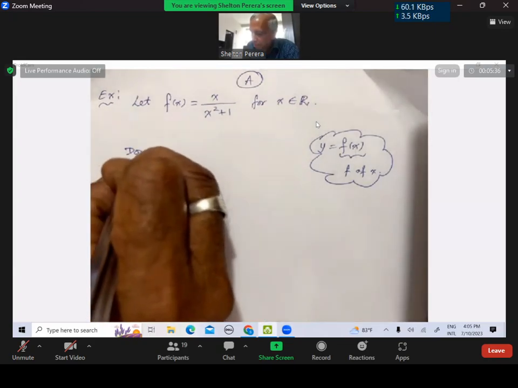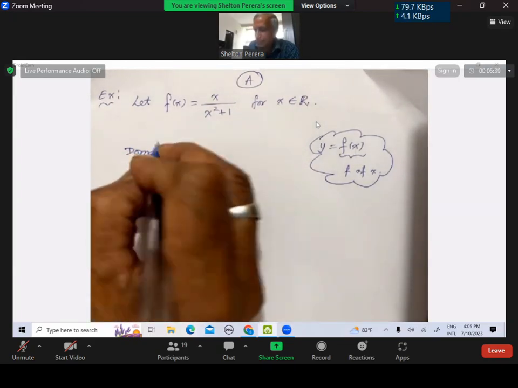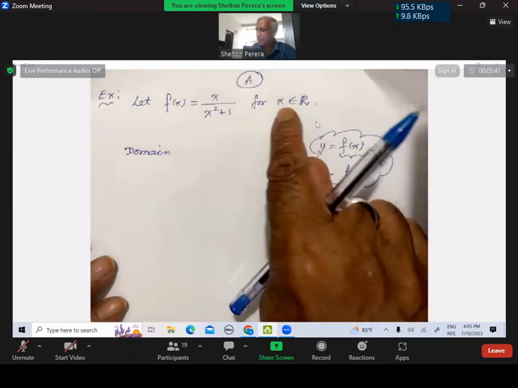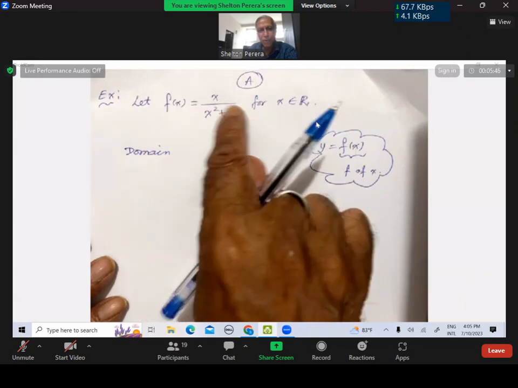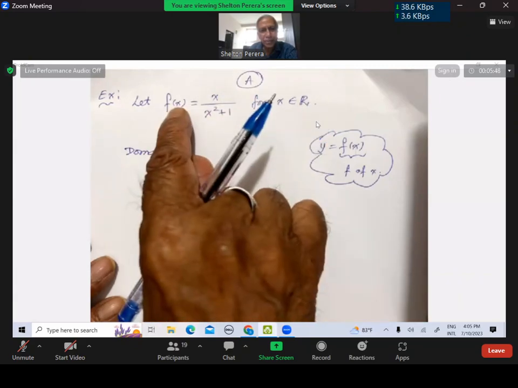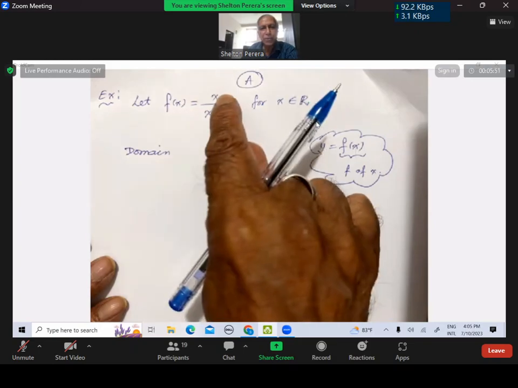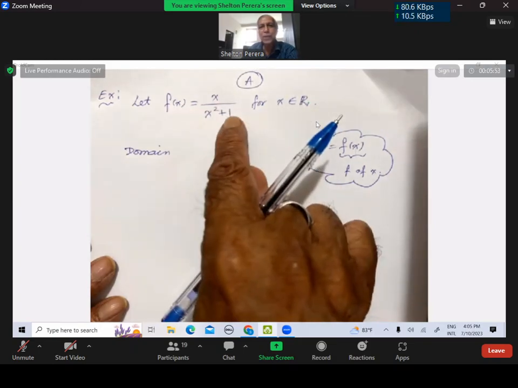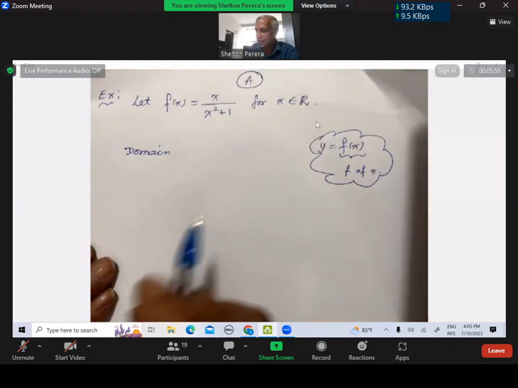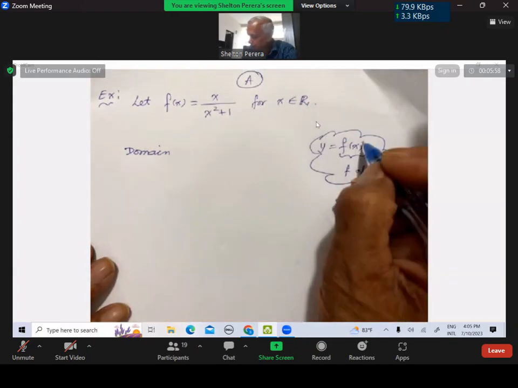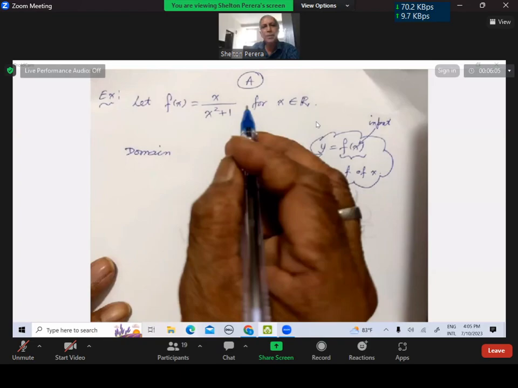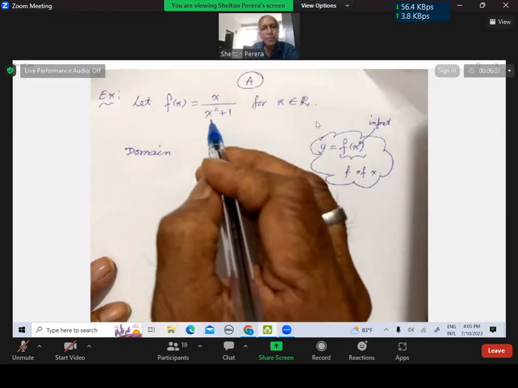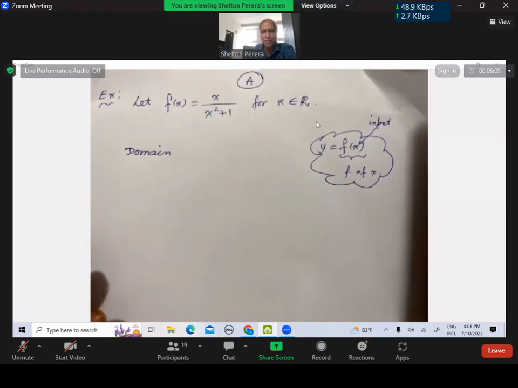Domain is the set of all inputs. We are saying this is the input-output rule. When you input x, you get output x over x squared plus 1, for x belongs to R. See, x is the input, y is the output. When you input x, the rule spits out input over input squared plus 1. That is the best way to understand it.